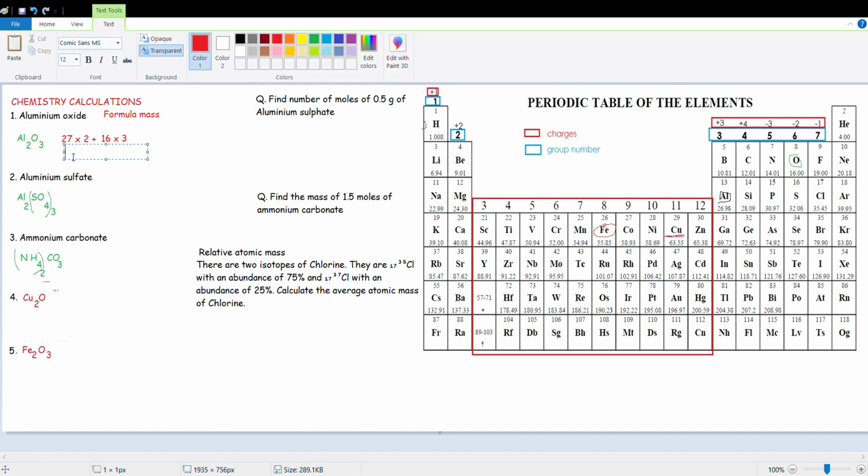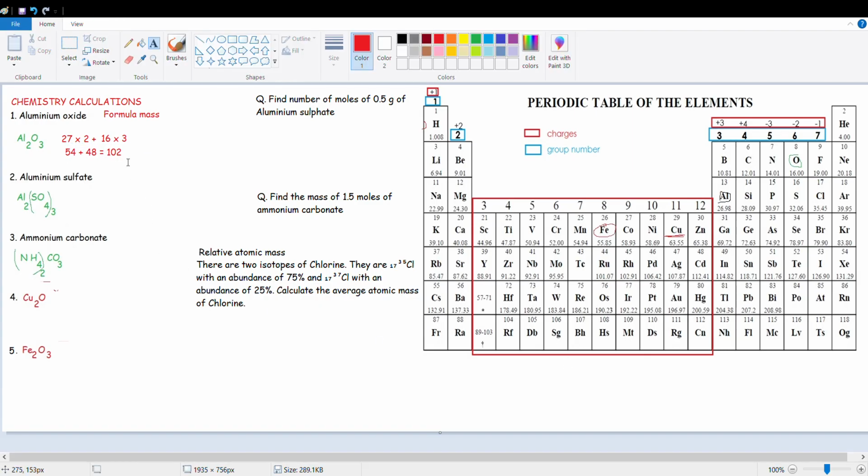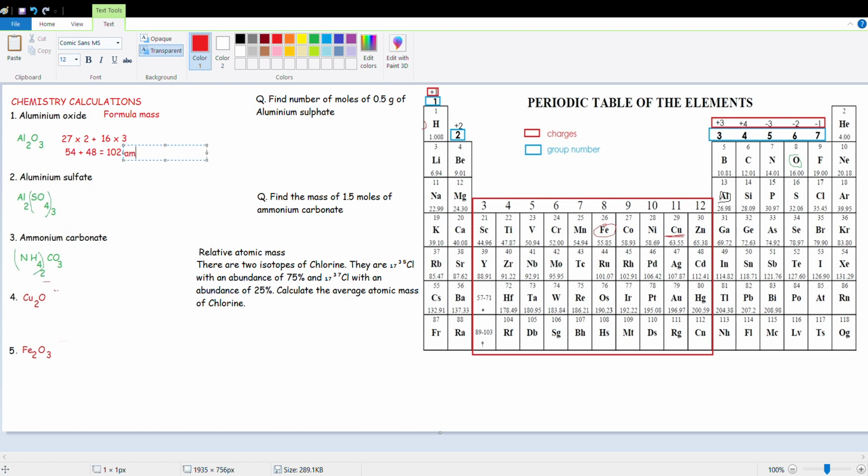Again, please, I repeat, make sure you use your calculator to confirm the answer. So 27 times 2 is 54, and 16 times 3 is 48. I think it is 102, but I am not 100% sure, so I'm still using my calculator just in case of any element of doubt. 54 plus 48 gives you 102 atomic mass units as the answer for that question. So you know how to calculate this one.